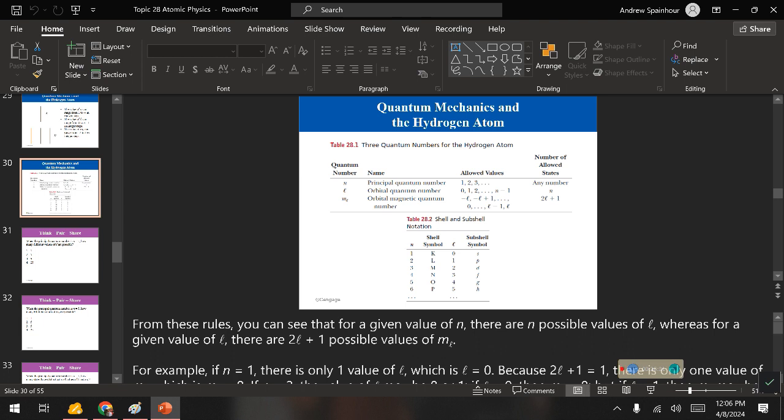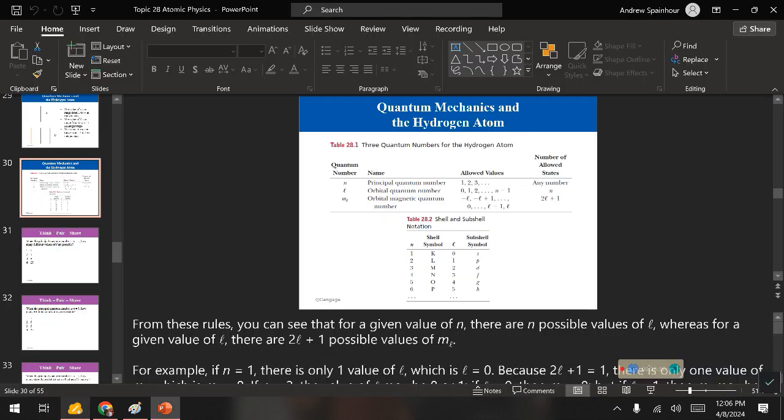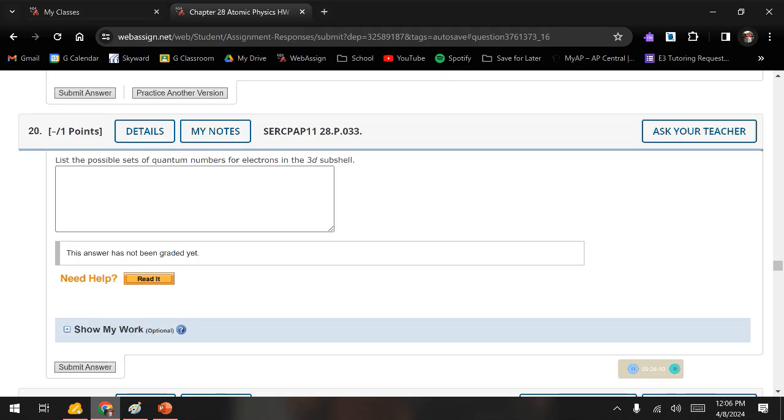But it says possible sets, so is there more than n 3, L 2? Sure. Okay, what are the possible sets of quantum numbers? For starters, how many possible sets are there? You're right, I screwed up. How many possible sets, based on what I just told you, of quantum numbers are there? 10.